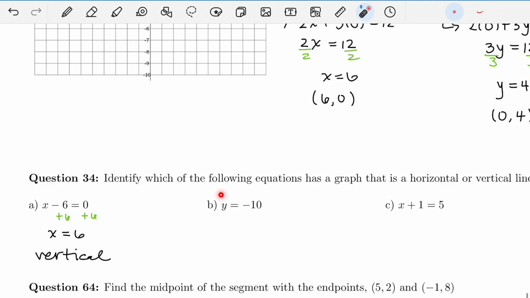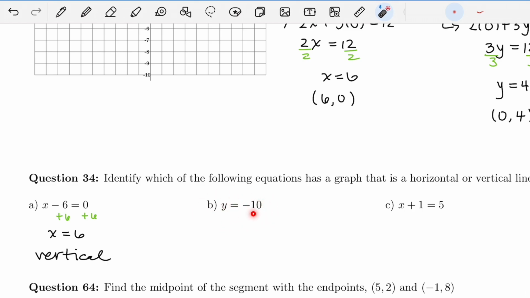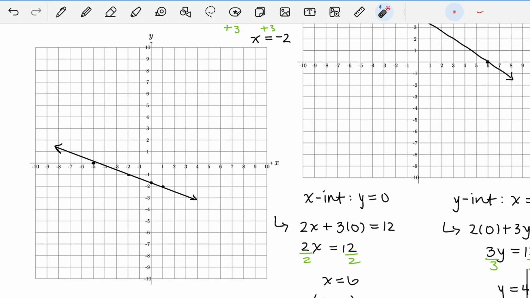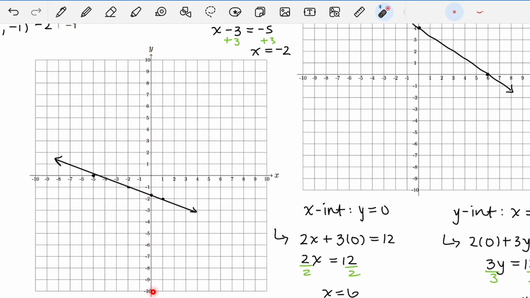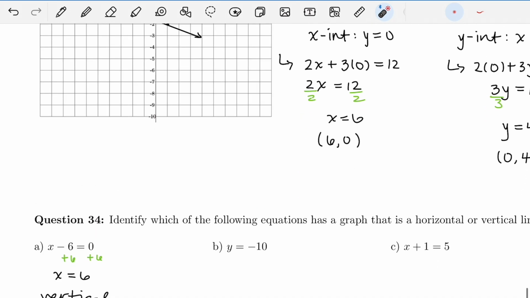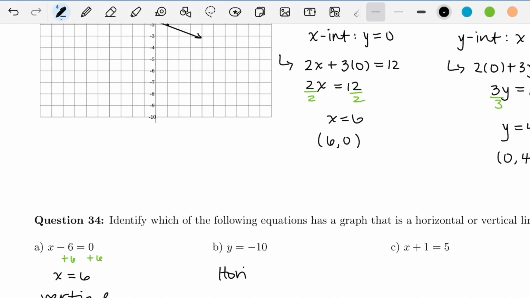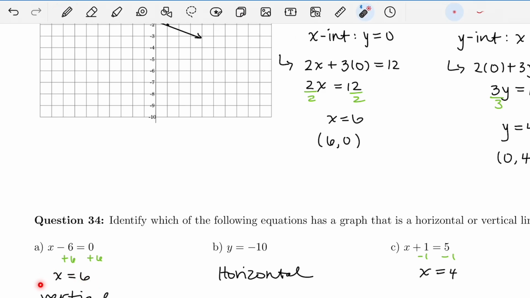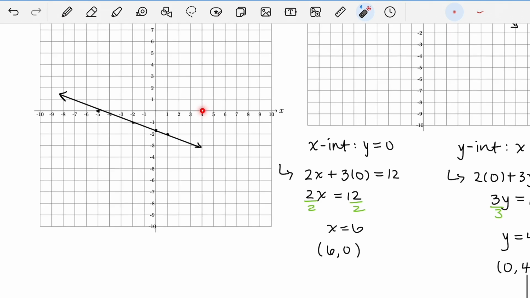Now, on the other hand, if we have y is equal to some number, so here y is equal to negative 10, we're looking at our y-axis. So we have negative 10 here, so we're going to have a horizontal line like this. So this guy is horizontal. And lastly, we have x plus 1 is equal to 5, so we're going to subtract 1 on both sides to get x by itself. So we have that x is equal to 4, that's our solution, and that's the same form as this guy here. So we have a vertical line.